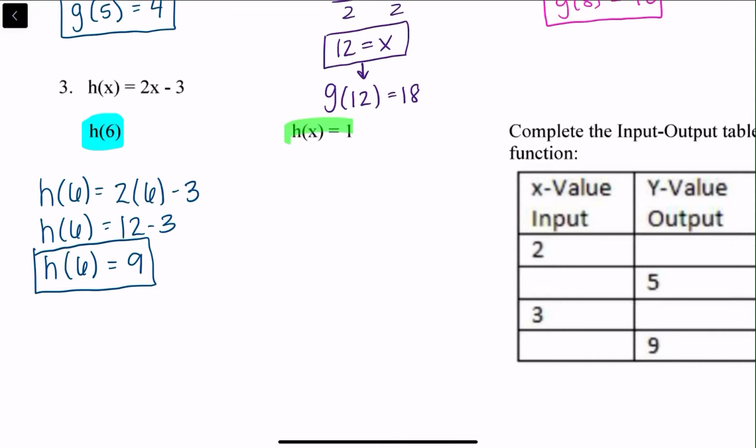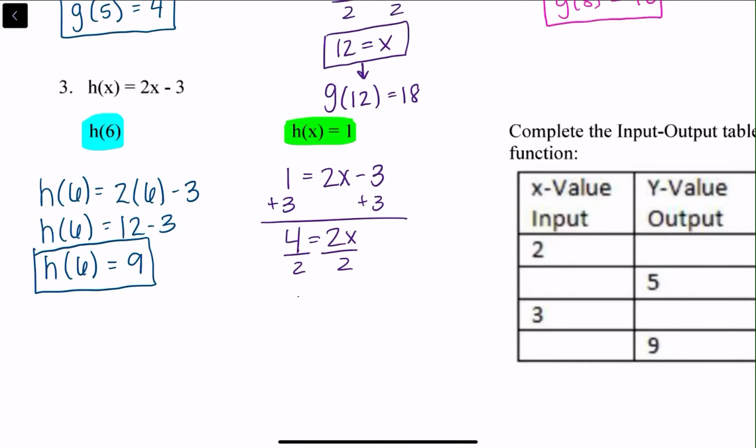For the second part of the problem, I have h of x equals 1. So I will replace h of x with 1 and set that equal to 2x minus 3. I'll add 3 to both sides to get 4 equals 2x, and then divide by 2. So x equals 2. I could also rewrite this in the form h of 2 equals 1.